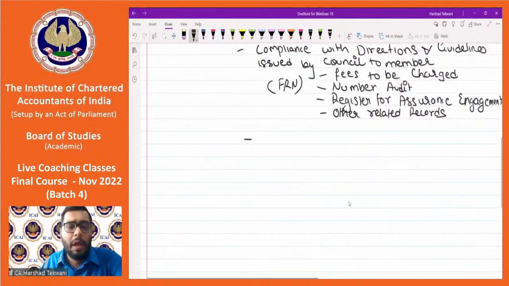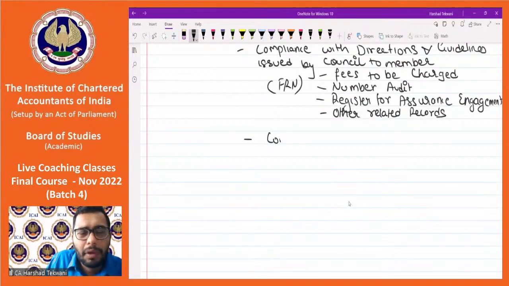Then another area that will be re-examined, or whose information will be seen, is compliance with the directions and guidelines of the Council related to article assistants or audit assistants: attendance register, work diaries, stipend payments, and related to that particular area.